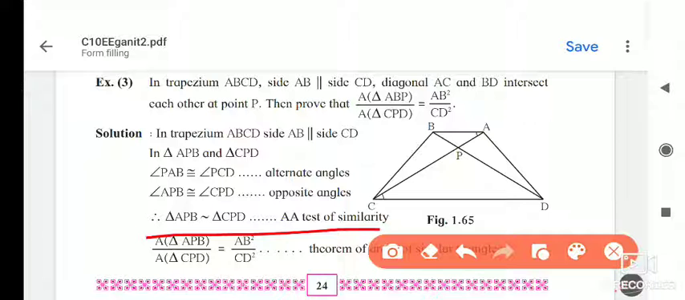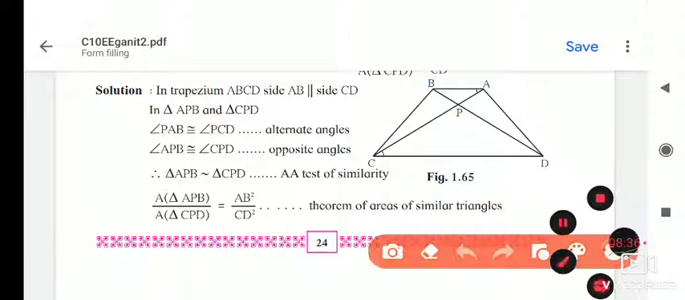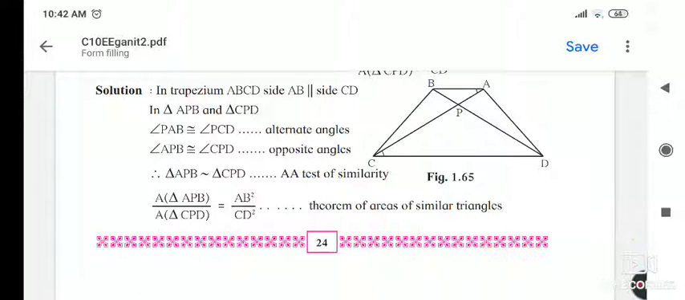Once they are similar to each other, by the theorem of areas of similar triangles, area of APB upon area of CPD is equal to AB square upon CD square. In that way we can prove that.